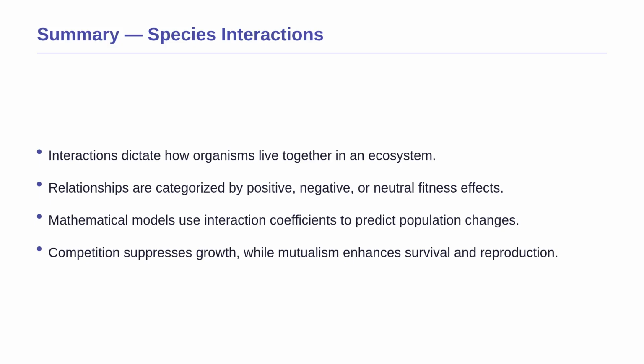We have covered a lot of ground today, so let us review our key takeaways. First, species interactions are the fundamental relationships that dictate how organisms live together. Second, by categorizing these as positive, negative, or neutral, we map the complex web of nature. Third, we learned how to use mathematical models and interaction coefficients to precisely calculate these effects, proving that competition suppresses growth while mutualism enhances it. Mastering these concepts is your first step to understanding the delicate balance of life on Earth.